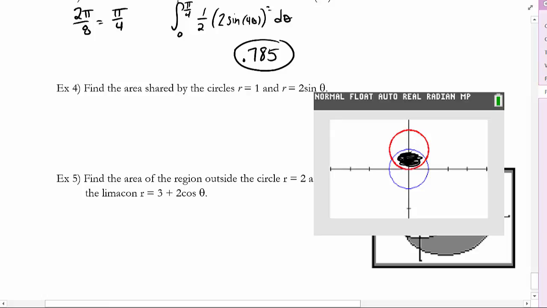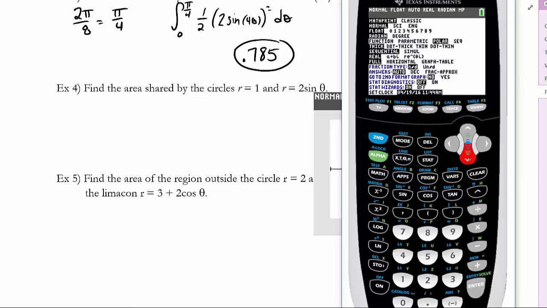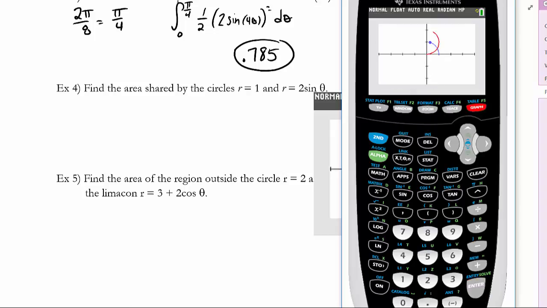Now, one of the things we can do with Polar to help ourselves is I can go back to here, I can hit mode, and if you put yourself in simultaneous, it helps figure out when these two things cross. So if I hit graph again, notice when they intersect, the red curve is outside the blue curve, and it looks like the red curve went around twice.